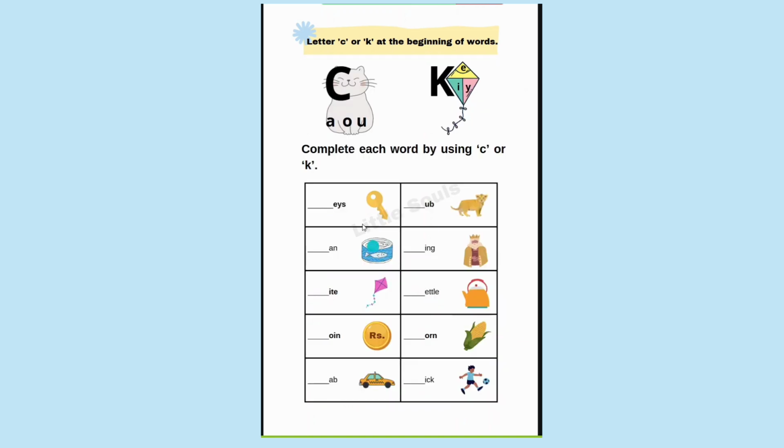Here is a simple activity. What we need to do is complete each word by using letter C or letter K. I am doing a few words for you. See here, what you see, letter E. So either C will come or letter K will come for the sound. So K goes with the other two, including Y. So here letter K will come. Here letter C will come, letter K will come, letter C will come, letter C will come.